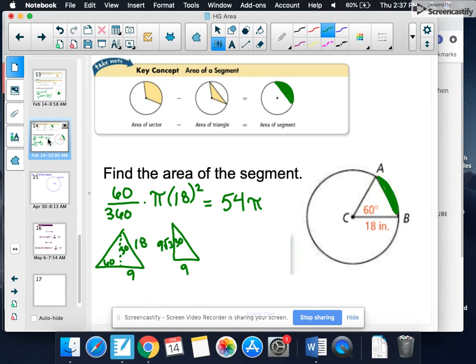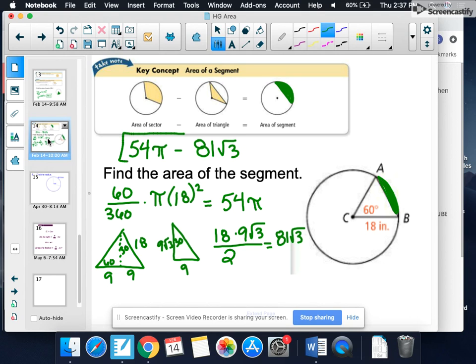So for the area, if I want my whole base is 18. So I'm going to do 18 times 9 square root of 3 divided by 2 to get the area for the triangle. So 18 times 9 divided by 2, that gives me 81 square root of 3 for the area of the triangle. So then to get the area of the segment, I'm going to take my area of the sector, which was 54 pi, minus the area of the triangle, which is 81 square root of 3. So that will equal the area of that small segment there.